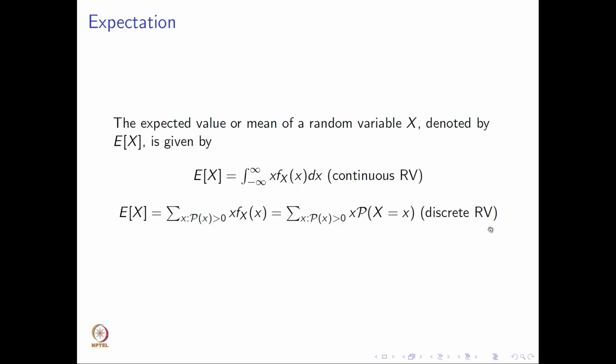In case that X is a discrete random variable, we use the following definition. Expectation of X is equal to the sum over all x such that probability of X is greater than 0. That is, we consider all values of the random variable for which the associated probability is greater than 0, x into fX(x). Here fX(x) is the probability mass function of the random variable X, which essentially gives the associated probability for a particular value of the random variable, thus leading to this definition.